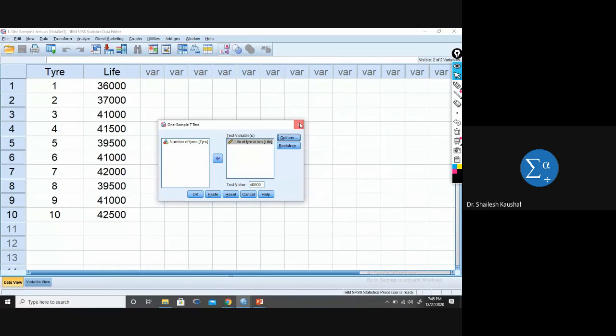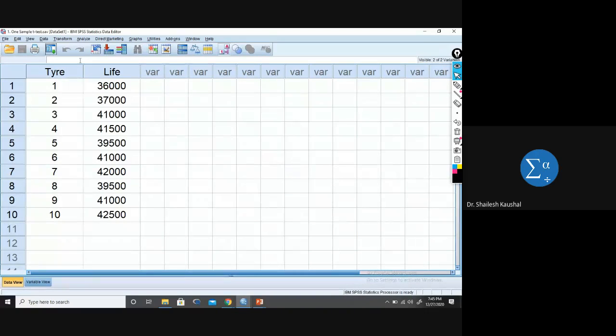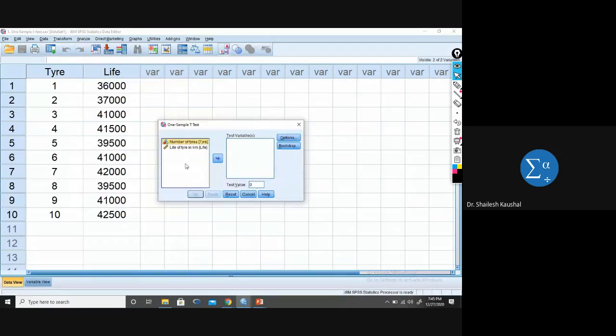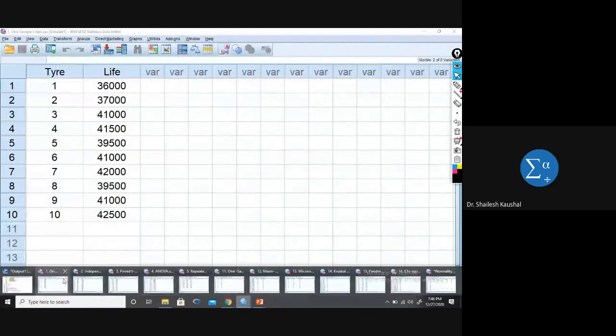I'm repeating again how to conduct the one sample t-test: Analyze, Compare Means, One Sample T-Test. Then I transfer my continuous variable as the test variable, and the test value 40,000. So I write 40,000 here and click OK. So what is my result? This is my result.